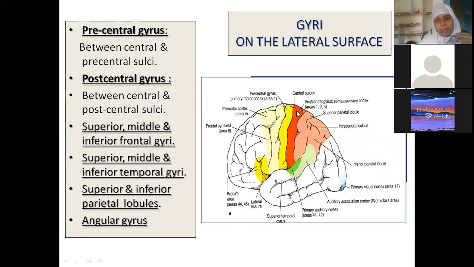In the parietal lobe, what are we finding? The postcentral gyrus. What are the area numbers we have? Area number 1, 2, 3, isn't it? Important areas are given here. Primary auditory area, what is the number? The primary auditory area we find in the superior temporal gyrus, that is area number 41 and 42. This bluish one is the primary visual cortex, area number 17. You can see here.